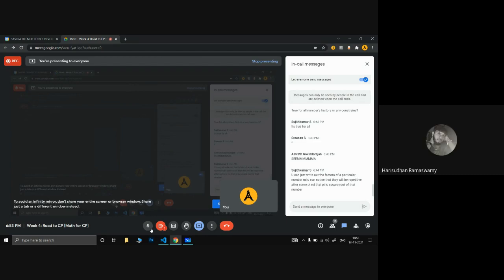Okay, fine. What he's trying to say is every prime number can be written in the format 6n plus or minus 1, but every number that you write in the format of 6n plus or minus 1 is not a prime number. The converse is not true.